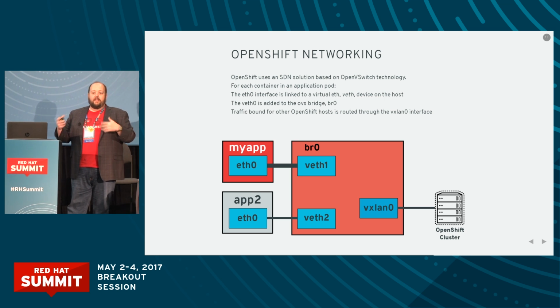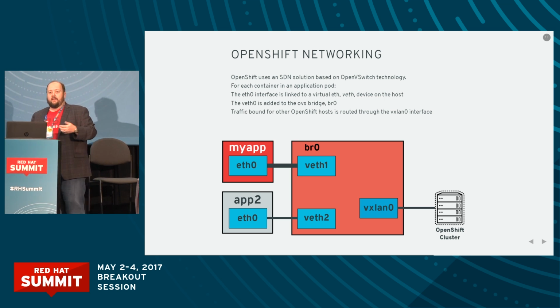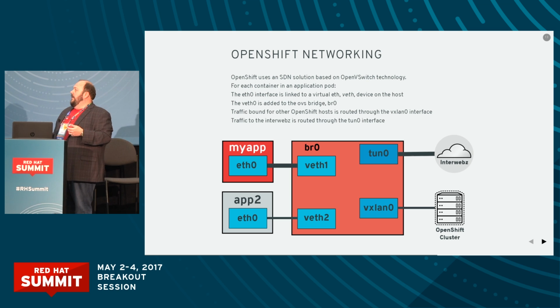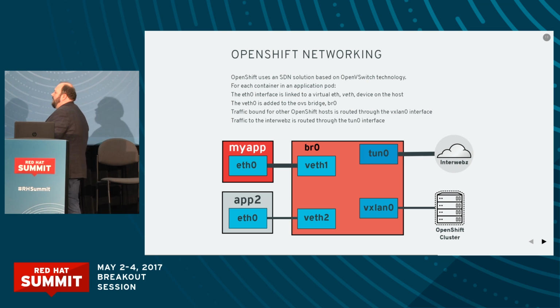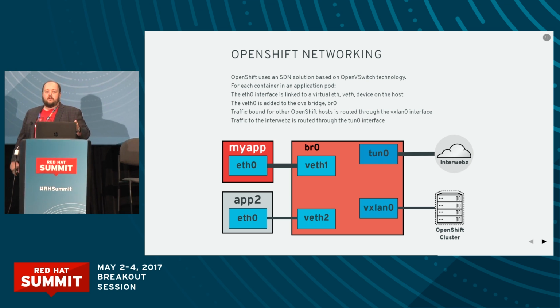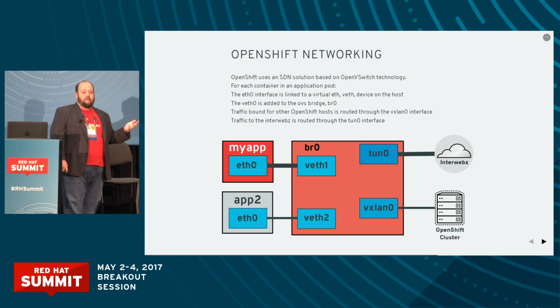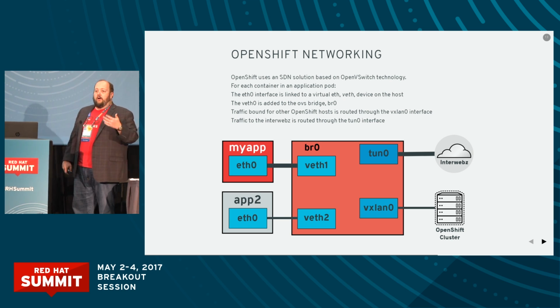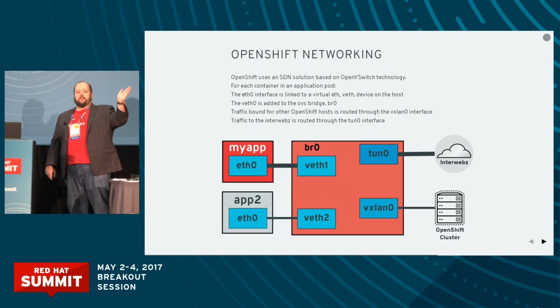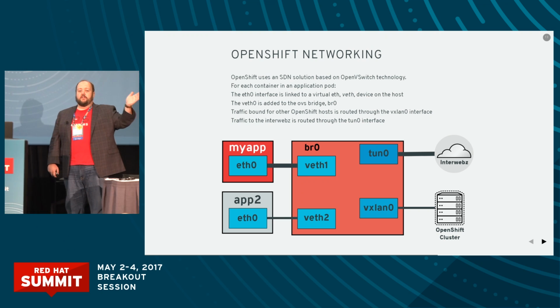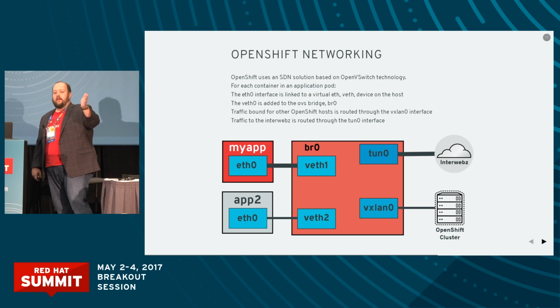So I can get really fancy with the way I isolate traffic inside my OpenShift cluster. And then if I need to get out to the interwebs, which is, we all know, a series of tubes, there's a tunnel device, an old TUN/TAP interface, also attached to that bridge, and it's routed out the front door of the server to get out to the wider world through whatever the default gateway is.